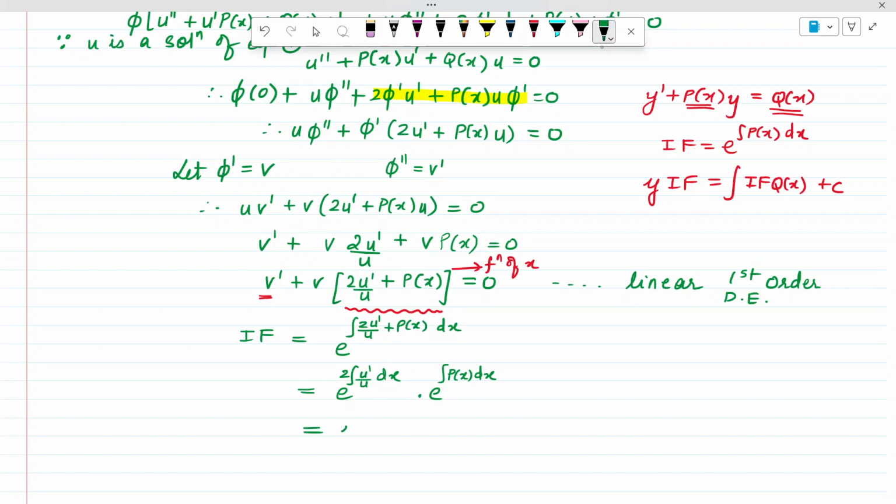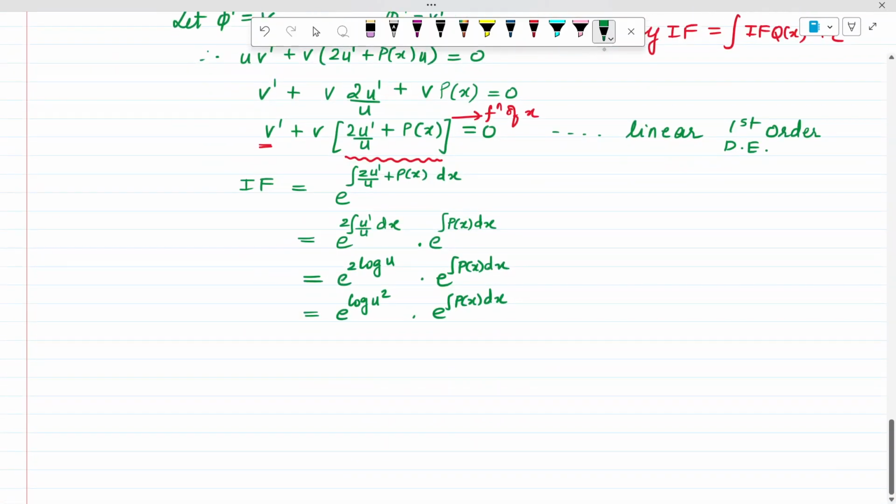So this is going to be e raised to 2 log of u into e raised to integral p of x dx as it is. This becomes e raised to log of u squared into e raised to integral p of x dx as it is. And exponential and log will get cancelled. I'll be left with u squared e raised to integral p x dx. Okay, this is the integrating factor.